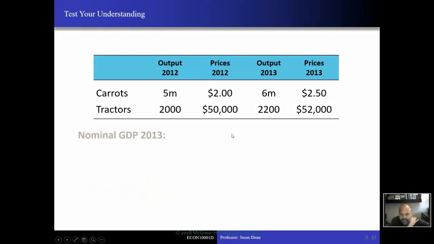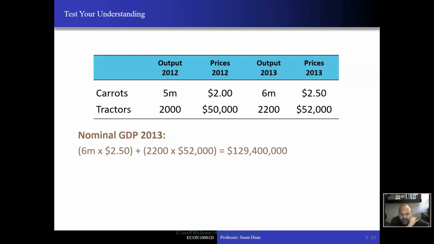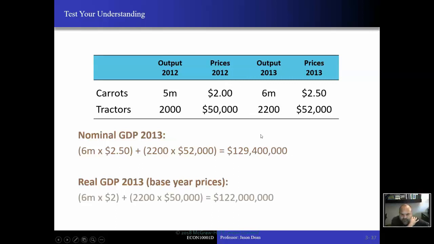Now for 2013, the nominal GDP is 129.4 million, and that's obtained just by multiplying and adding them together. But now how do we get real GDP in this year? Well, to do that, we hold prices constant in 2012, so we're essentially just going to be using these prices and the 2013 quantities to get real GDP. So we're going to multiply 2 times 6, and then we're going to add to that 50,000 times 2,200. And then we will end up getting $122 million.